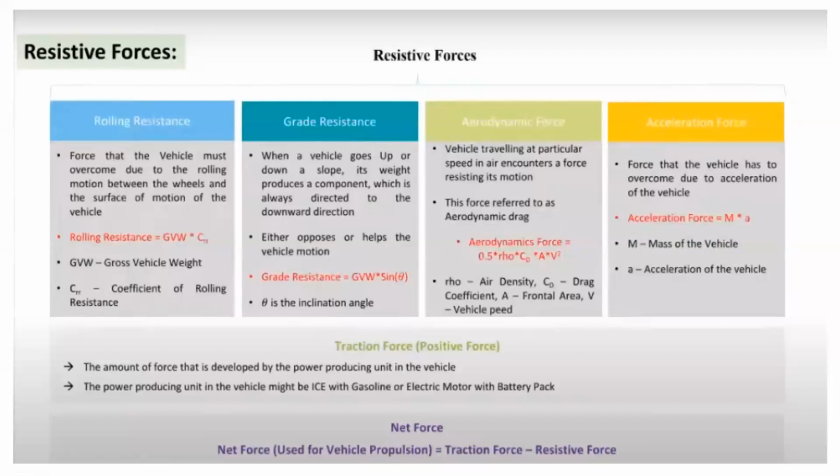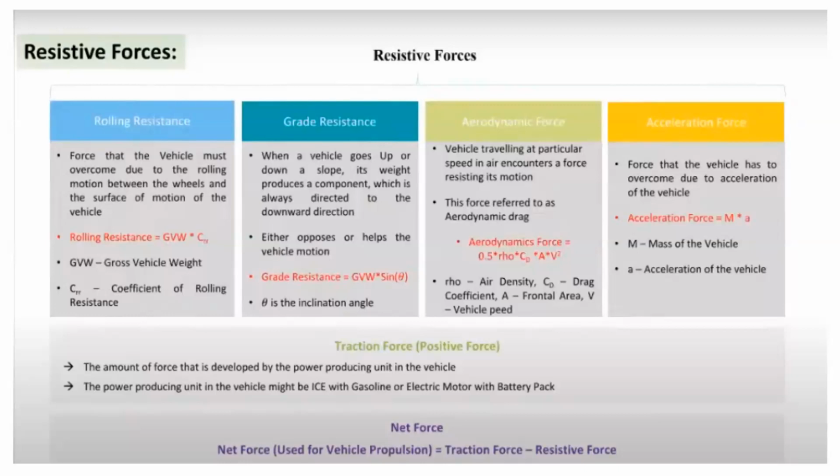There are 4 types of resistive forces in any sort of EV that you see on the road today. Very first of all, we have the rolling resistance. What does rolling resistance mean? It is the force that the vehicle must overcome due to the rolling motion between the wheels and the surface on which it moves. So this is the force applied on the wheels with respect to the road. This is the rolling resistance, which applies in any moving vehicle, not necessarily an electric vehicle.